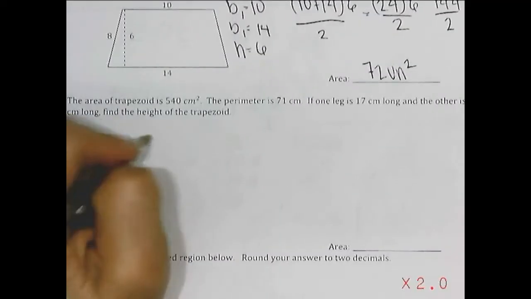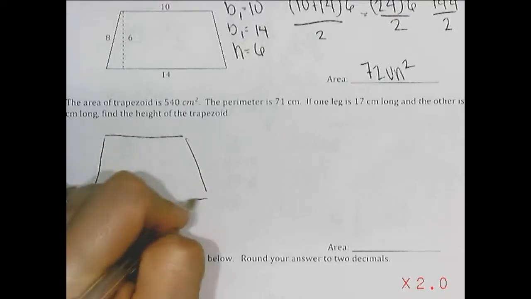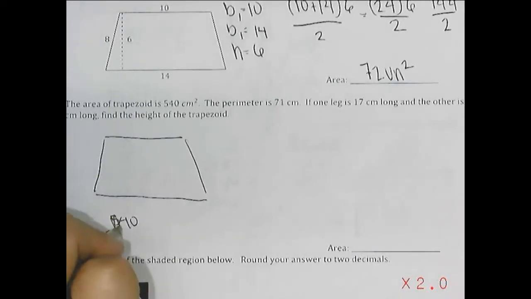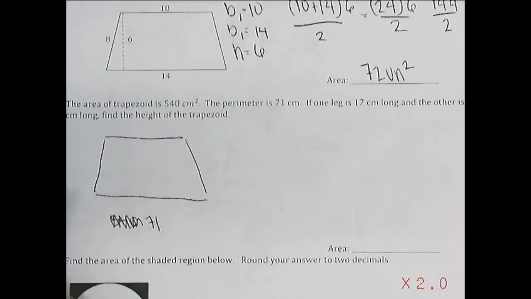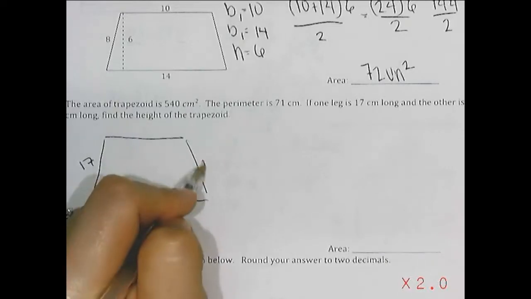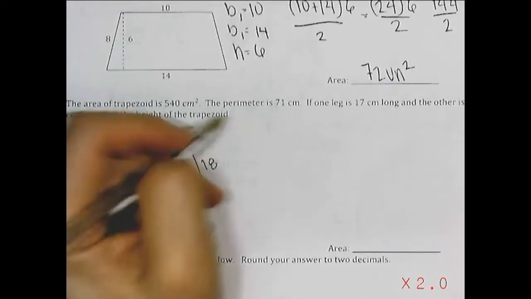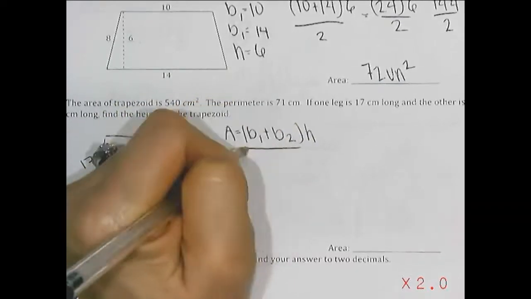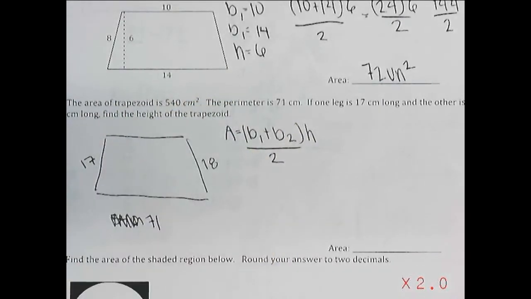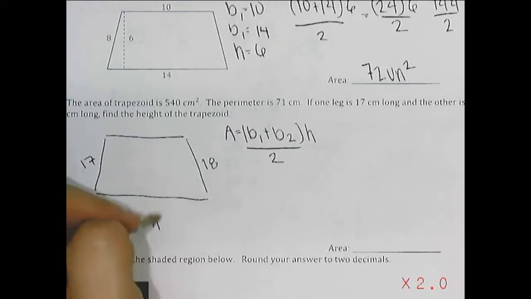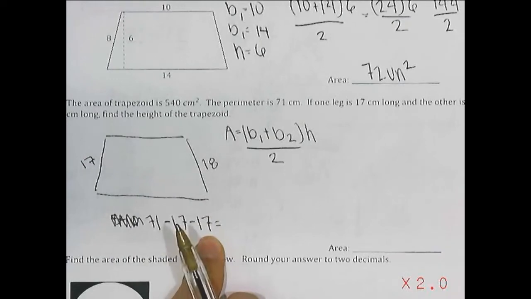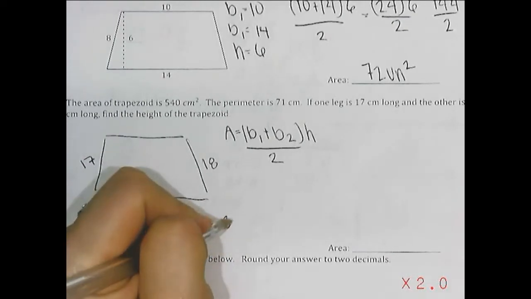Okay, so I'm going to draw a trapezoid so I have a good visual. I know that the area of the trapezoid is 540 centimeters, and I want the perimeter. The perimeter is 71 centimeters, and I know that one leg is 17 and one leg is 18. So I technically need only b1 plus b2 times my height divided by 2. I technically only need the sum of my two bases. So if I know the perimeter and I subtract 17 and 18, then I am left with the sum of my two bases, which is 36.